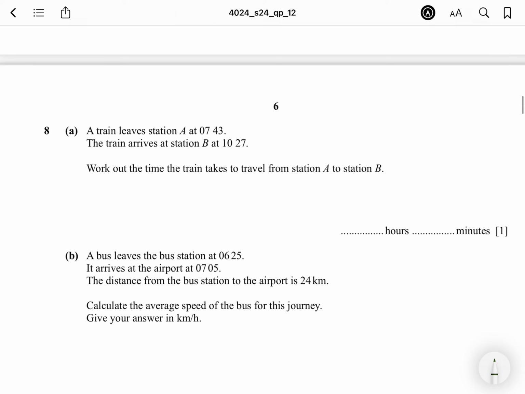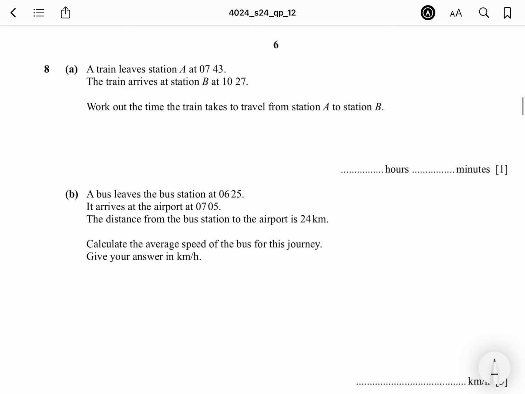Alright, so I only have time to finish this page. A train leaves station A at 7:43. Mostly everyone did it, but a few made mistakes. Most of you know that you need to subtract, so that's fine. However, you cannot subtract this one because the number of minutes before is 27.